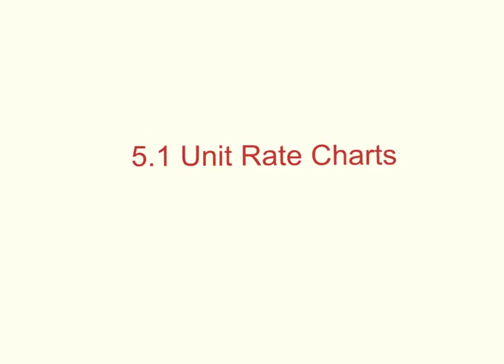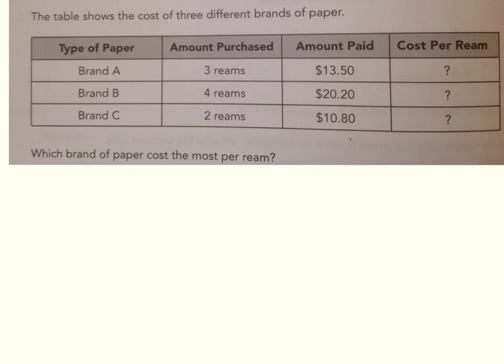Today's lesson is on using charts to compare unit rates. In this first table, it says the table shows the cost of 3 different brands of paper. There's brand A, brand B, and brand C. Which brand of paper costs the most per ream? So in the first one, brand A says the amount purchased is 3 reams and the amount paid was $13.50.